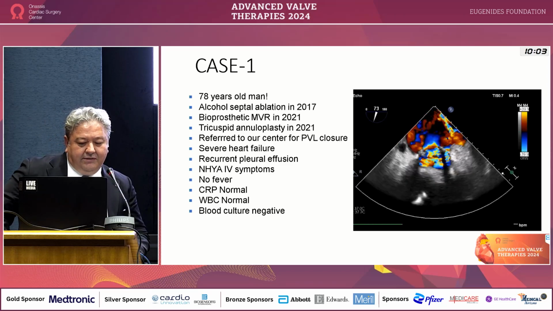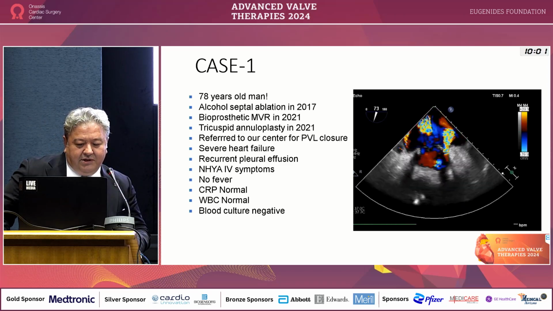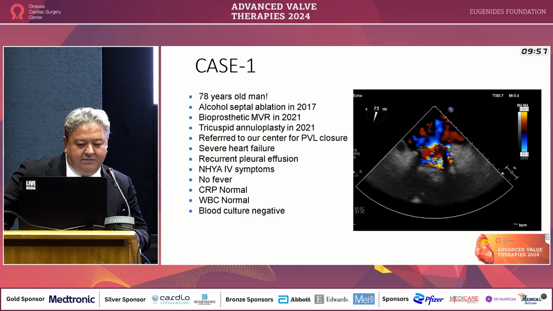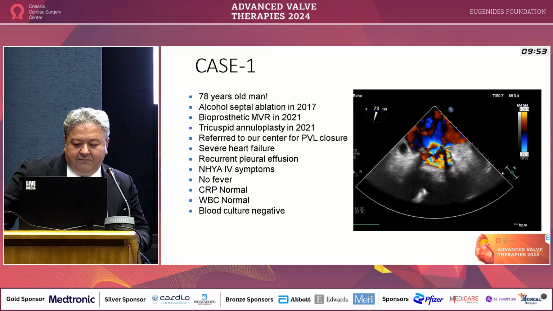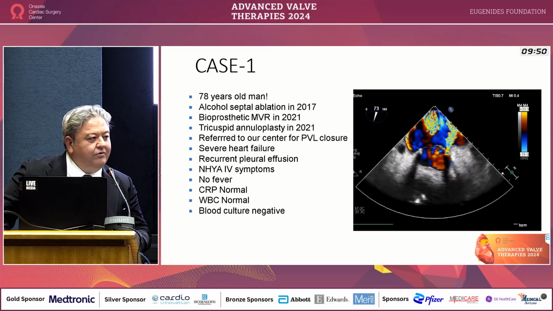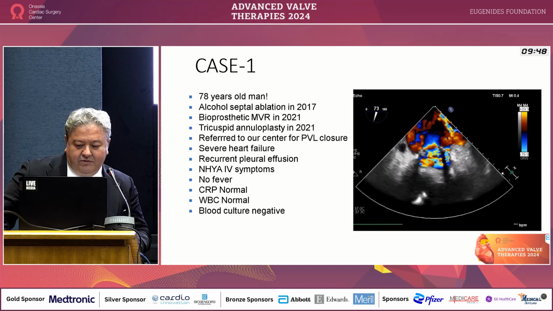A 70-year-old man had an alcohol septal ablation in 2017, and a bioprosthetic mitral valve replacement in 2021. Paravalvular leaks developed, and he was referred to our center for paravalvular leak closure.